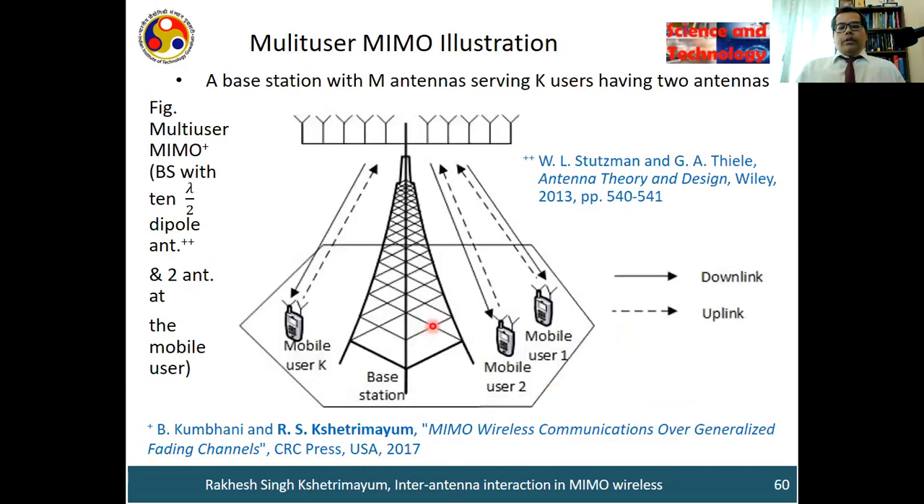Okay, so that's about the inter-antenna interaction in MIMO wireless. Let us try to look at the evolution of the MIMO wireless over time. So this is the multi-user MIMO. First MIMO was single-user MIMO. You have K users here served by one base station with 10 antennas, and every mobile user is using 2 antennas. We have K mobile users here. As I've told you, we'll have uplink, because this base station is at higher elevation: the signal you send from the lower elevation mobile phone is called uplink. And you have downlink communication when your base station is sending signal to the mobile users.